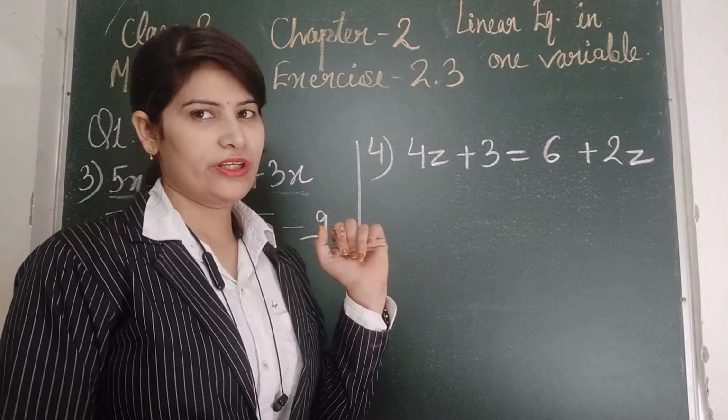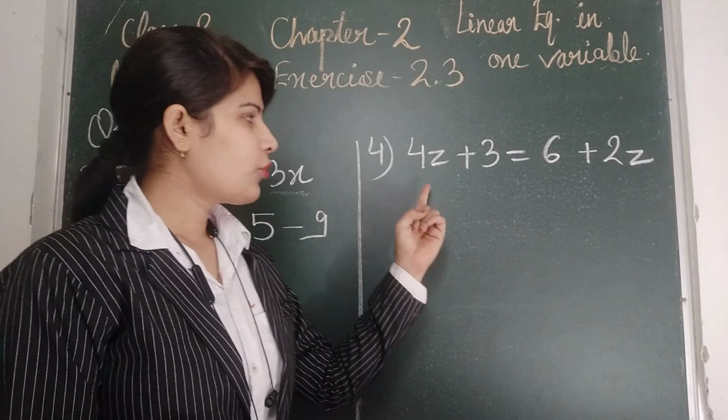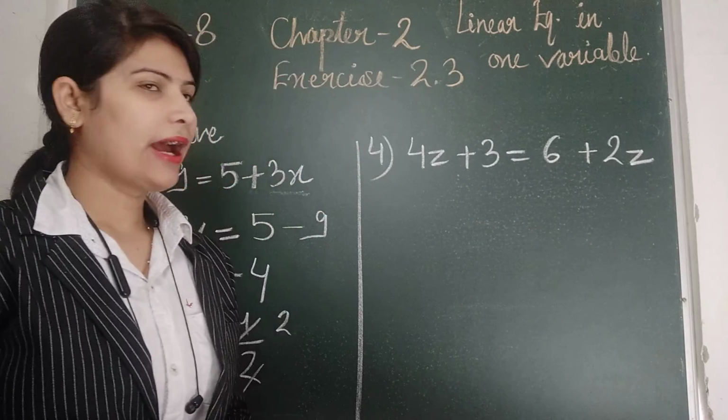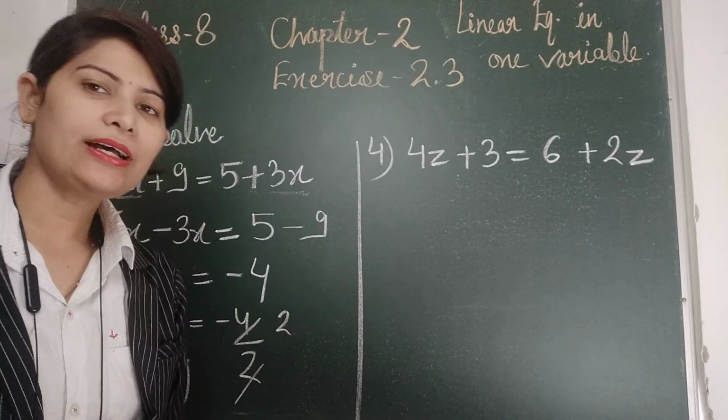Look at the fourth question, fourth part, from exercise 2.3. So 4z plus 3 equal to 6 plus 2z. Now what we have to do? Variable terms transfer on the left hand side.